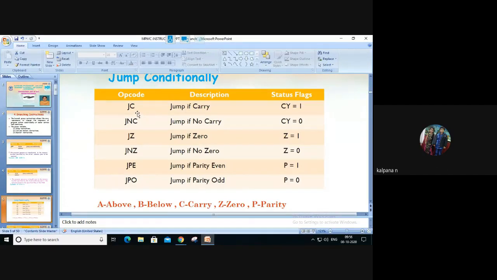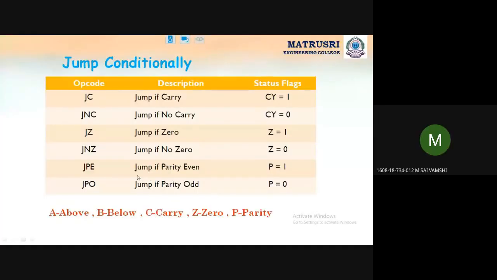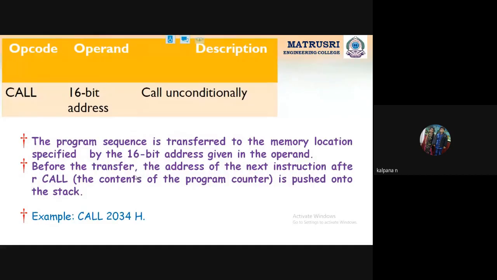If the carry flag is set. Carry flag is set means what? Carry flag is equal to 1. Then JC means jump to carry, what we have mentioned in the operand, 4 ones. So the cursor will jump to the 4 ones memory location. Now here, if the operand we are writing is 1010, it means if the carry flag is set, then directly our cursor will jump to the 1010 memory location. Right? Clear? JMP and JX instructions. Next.